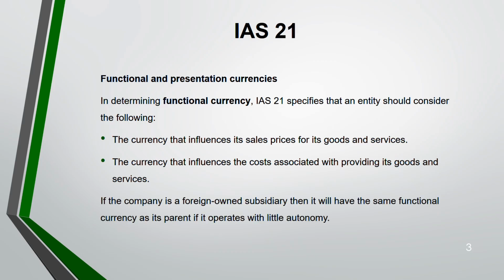If a company is a foreign owned subsidiary, it will have the same functional currency as its parent. If it operates with little autonomy, that means not much freedom is given to that foreign owned subsidiary, so they will follow the same functional currency as the parent. Once determined, functional currency should not be changed.